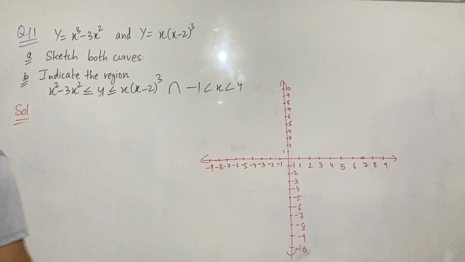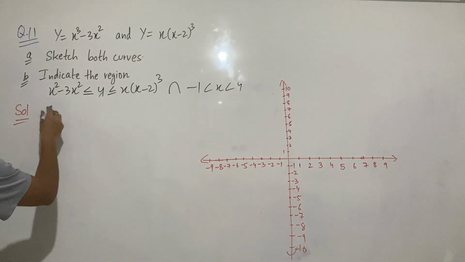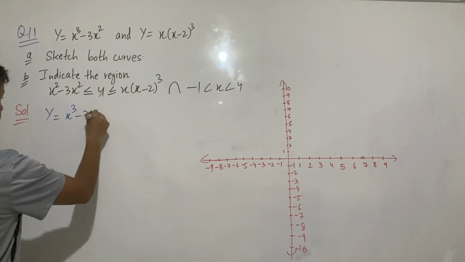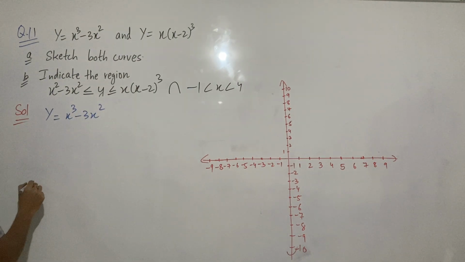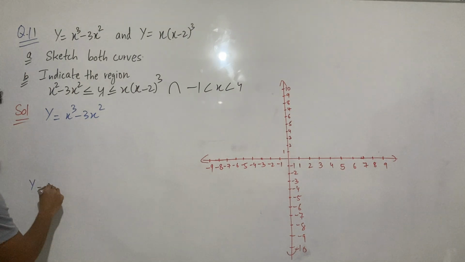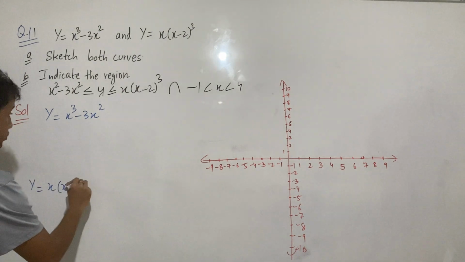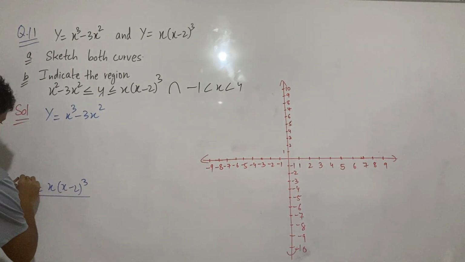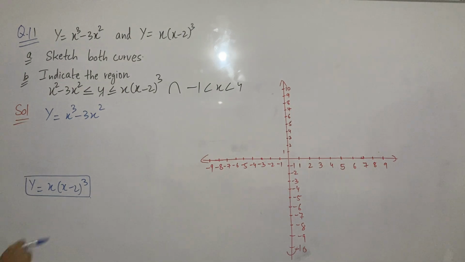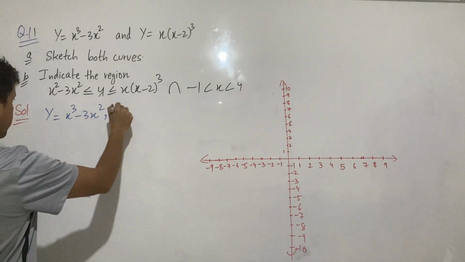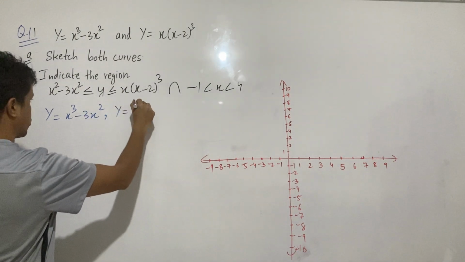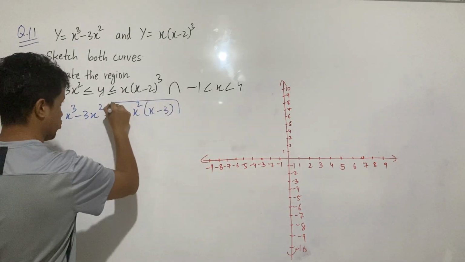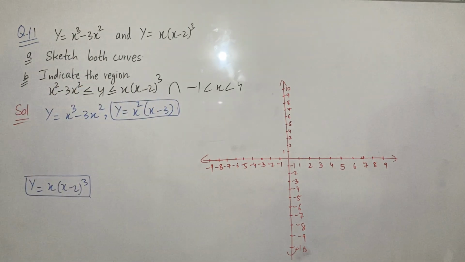Now see here, we are given two main equations. First is y equals x cubed minus 3x squared, and the second one is y equals x minus 2 cubed. This is the second one and this is my first one. This first one can be further simplified as x squared times (x minus 3). So this is going to be my main equation.